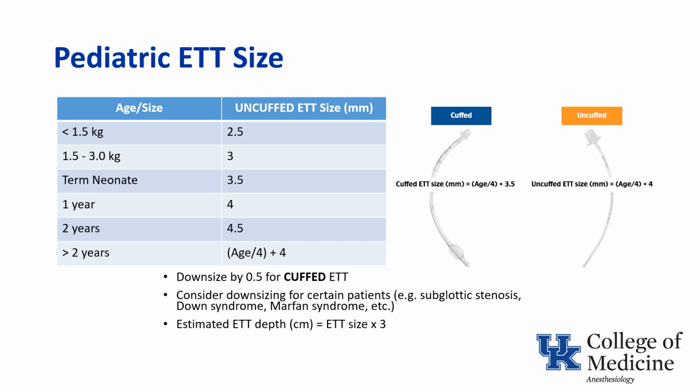I also included this little short calculation for an estimated ET tube depth, which is ET tube size times 3. So for instance, if you're using a 4.0 ET tube, 4 times 3 is 12. So roughly 12 centimeters at the teeth is the depth of insertion. Again, that is an estimation. You should always listen to lung sounds to make sure you have bilateral breath sounds.